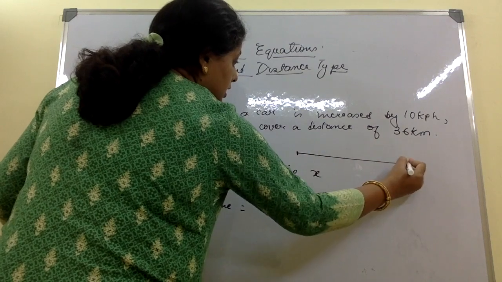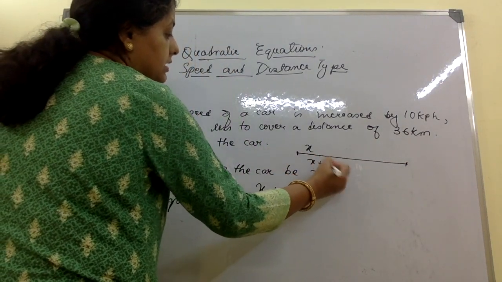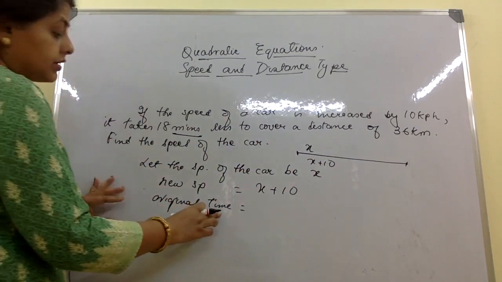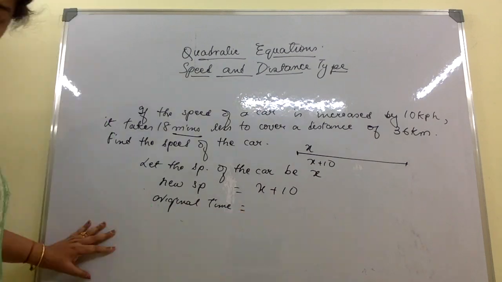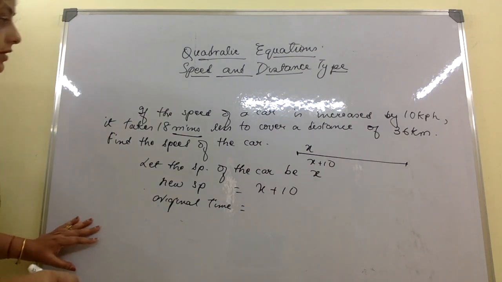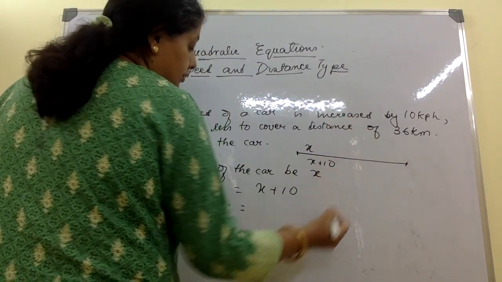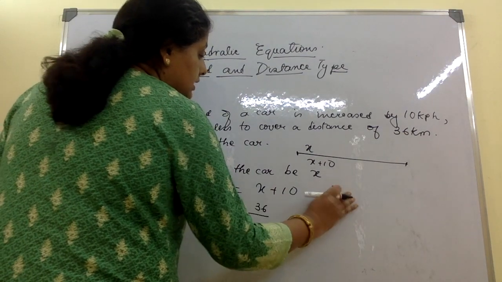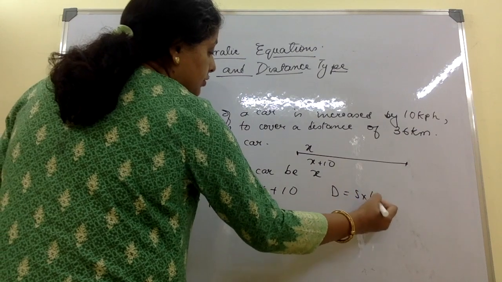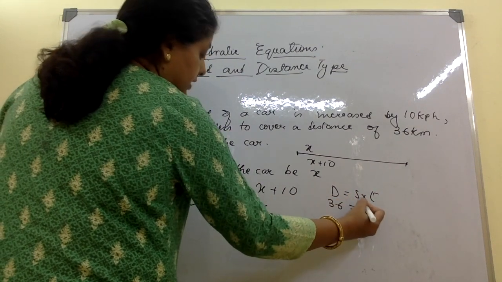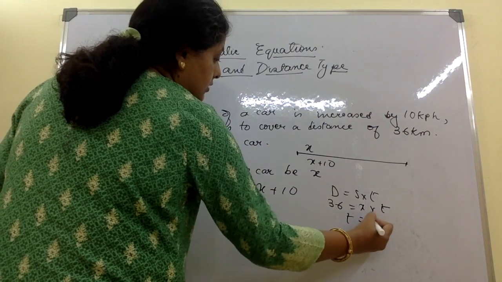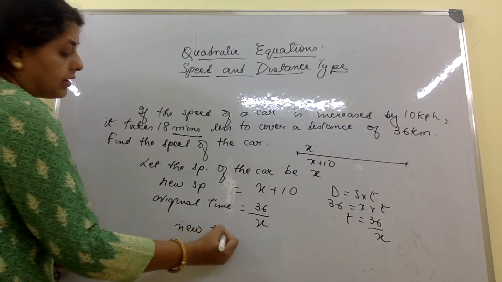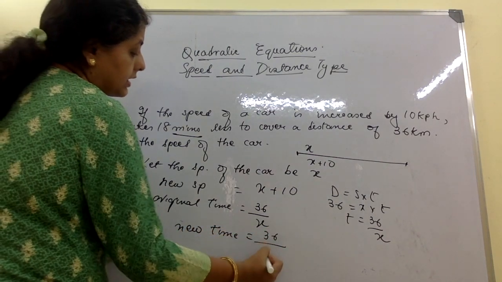The distance is the same whether you go at x or at x plus 10. When you go at x plus 10, the time is 18 minutes less. Here the distance is given as 36. Following distance is equal to speed into time, we have 36 equals x into time, so time is equal to 36 by x. This is the original time. The new time is 36 by x plus 10.